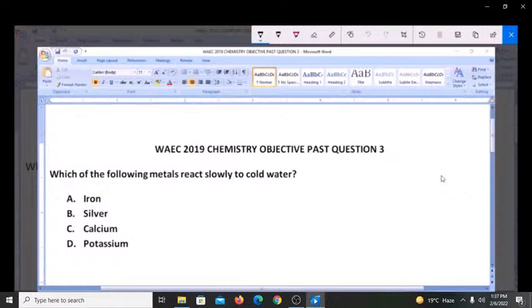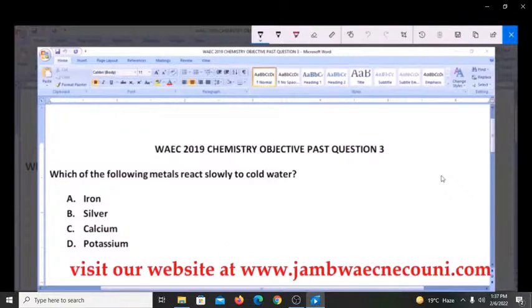And then from the options given to us, first we have iron. Now, there is no exact known reaction. Iron is not known for its reaction to cold water, neither is silver. But calcium and potassium are known to react with cold water. Potassium reacts very vigorously with cold water.